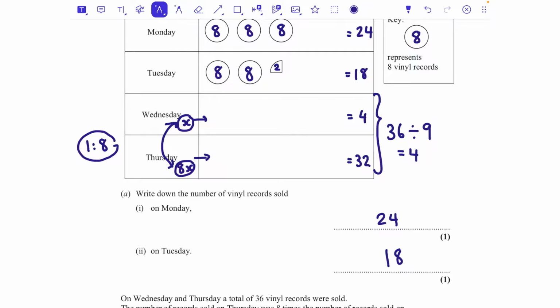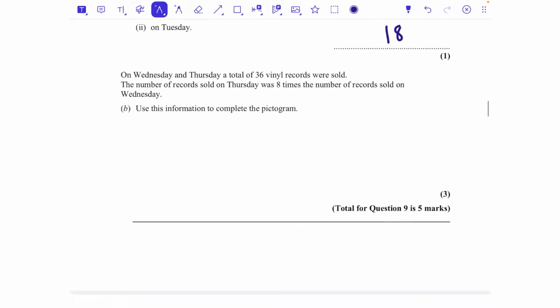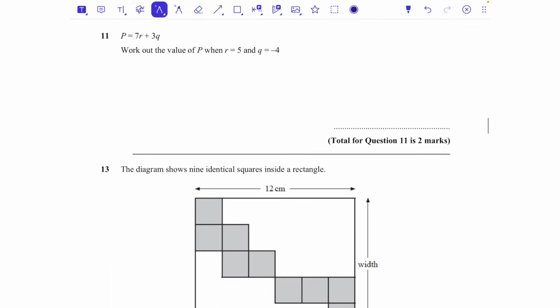I know that 4 is half of a circle, a semicircle like that. And for Thursday, I've got to do 32. So I've got 8, 16, 24. Now, another one is going to get us 32. So there we go, we're all there. 8 times 4 is 32. So that's all good. 8, 16, 24, 32. All good. Completed it. 5 marks in total for that one.